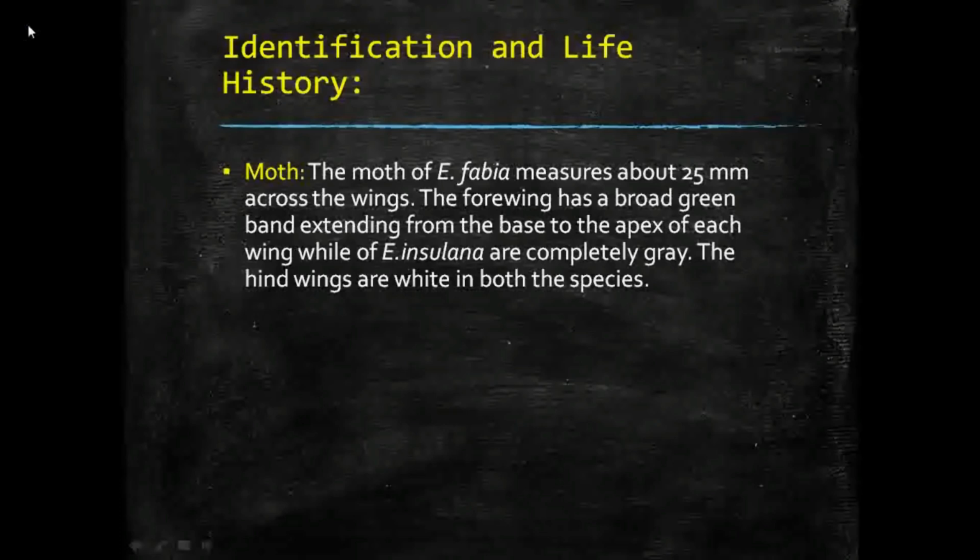The forewings have a broad green band extending from the base to the apex of each wing, whereas Earias insulana is completely grey in color. So here you will find some difference in the color of the wings. Especially in the fabia species you will find a green colored band, whereas in insulana you will find completely grey colored wings. The hind wings are totally white in both the species. So the hind wings of this pest are white in both species, and there is only a difference in the forewings.